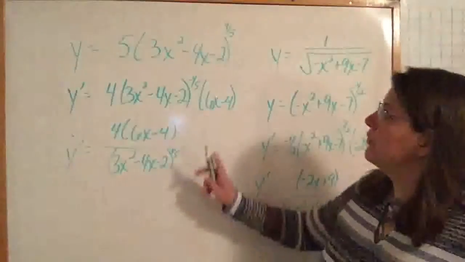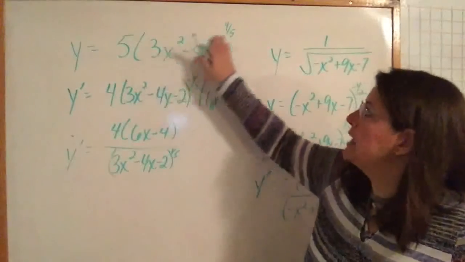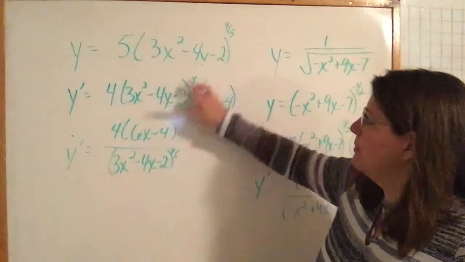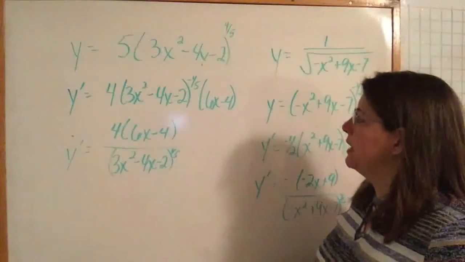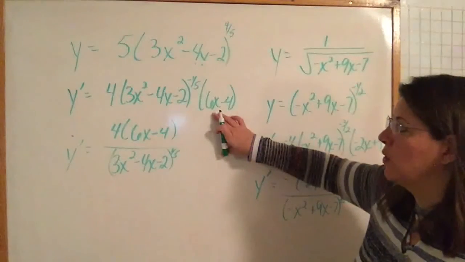Okay, here are the answers. So with this one, there is no rewrite necessary. We can take the 4/5 times 5, which is 4. We keep the inside part here, decrease that power by 1 to make it a negative 1/5. And then we take the derivative of the inside part, 6x minus 4.